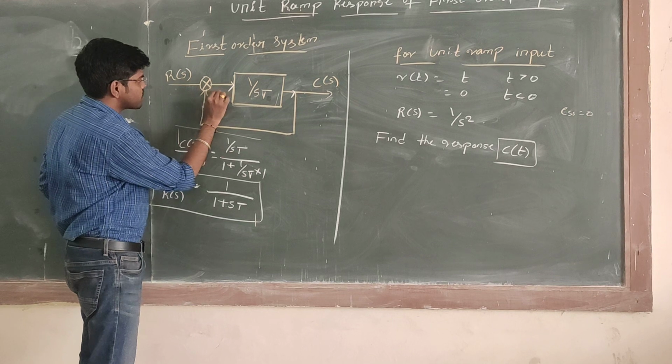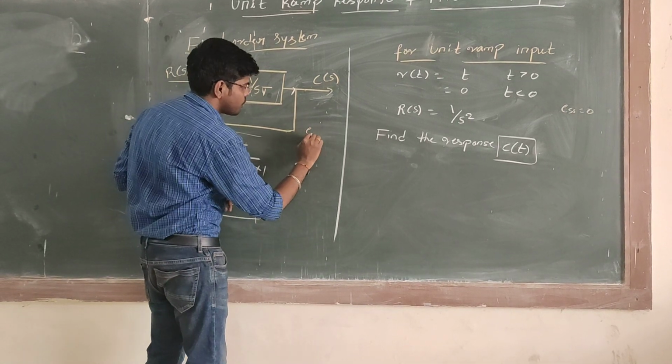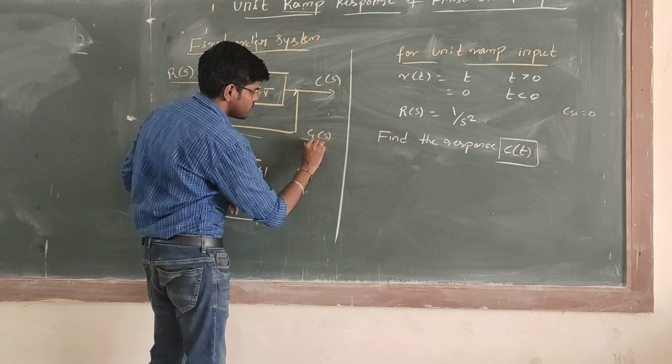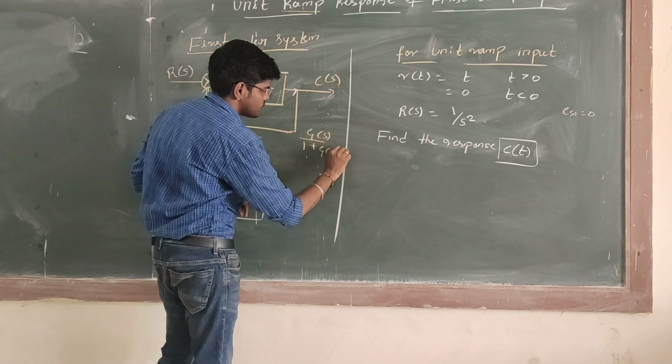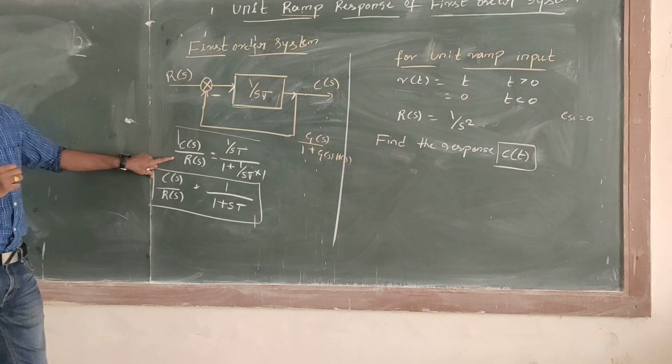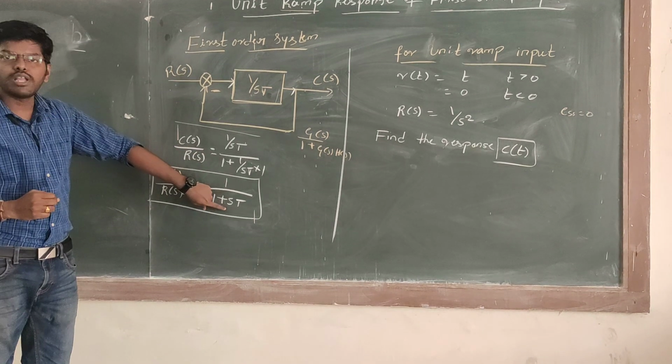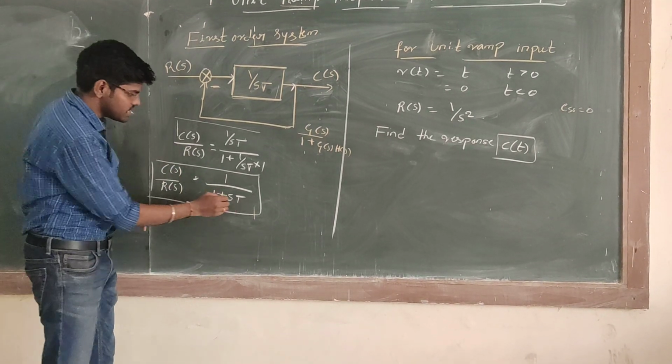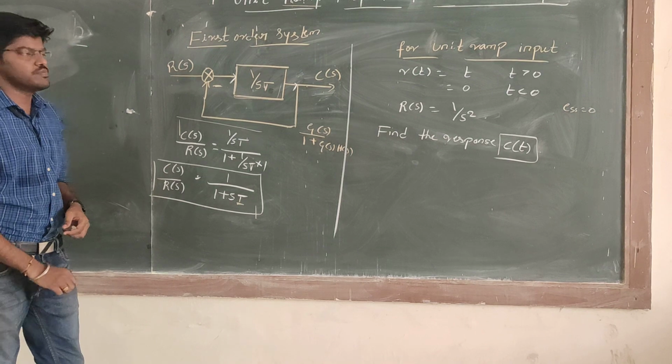It's a negative feedback system, so use the equation G of S divided by 1 plus G of S into H of S. This is the standard transfer function for any first order system, that is 1 divided by 1 plus S into T, where T is the time constant of the first order system.